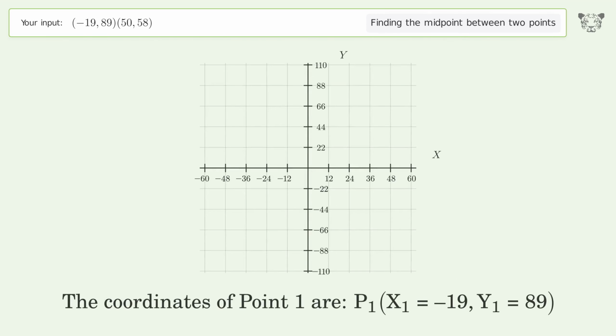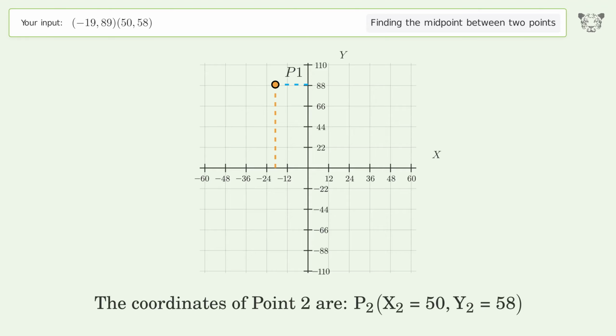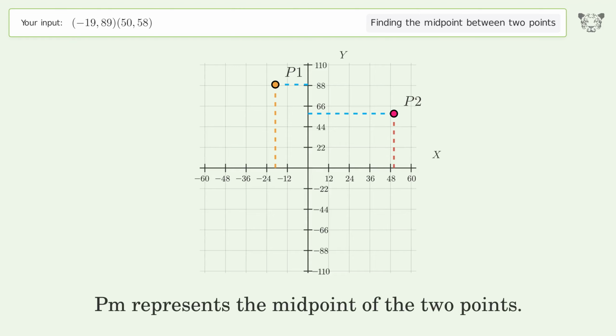The coordinates of point 1 are, x1 equals -19, y1 equals 89. The coordinates of point 2 are, x2 equals 50, y2 equals 58. PM represents the midpoint of the 2 points.